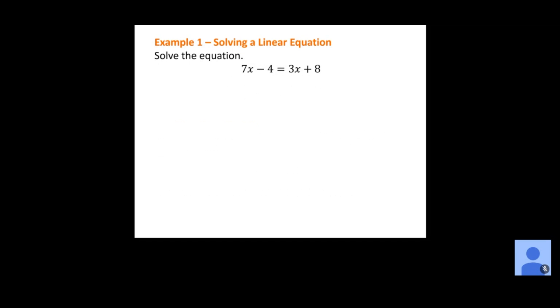All right, so here's our first equation. We've got 7x minus 4 is equal to 3x plus 8, and we want to solve this equation. What we have to do in this case is get all of the variable terms to one side, and get all of the number terms to the other side. It doesn't matter what order you do that in, as long as you do that first.